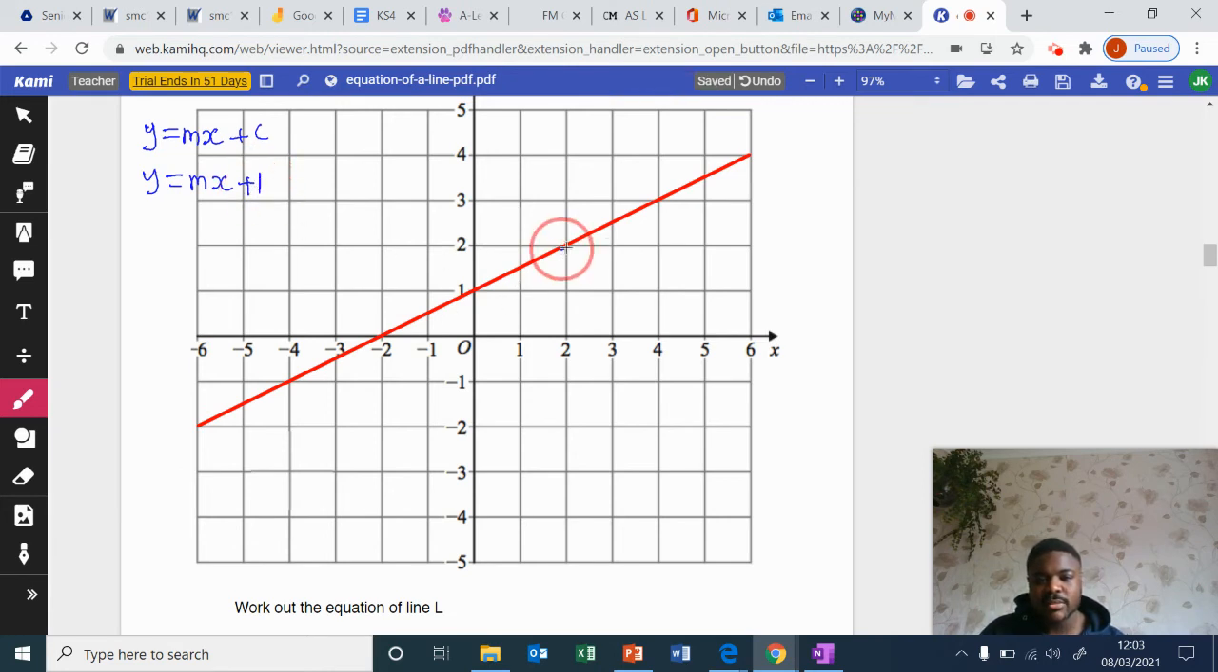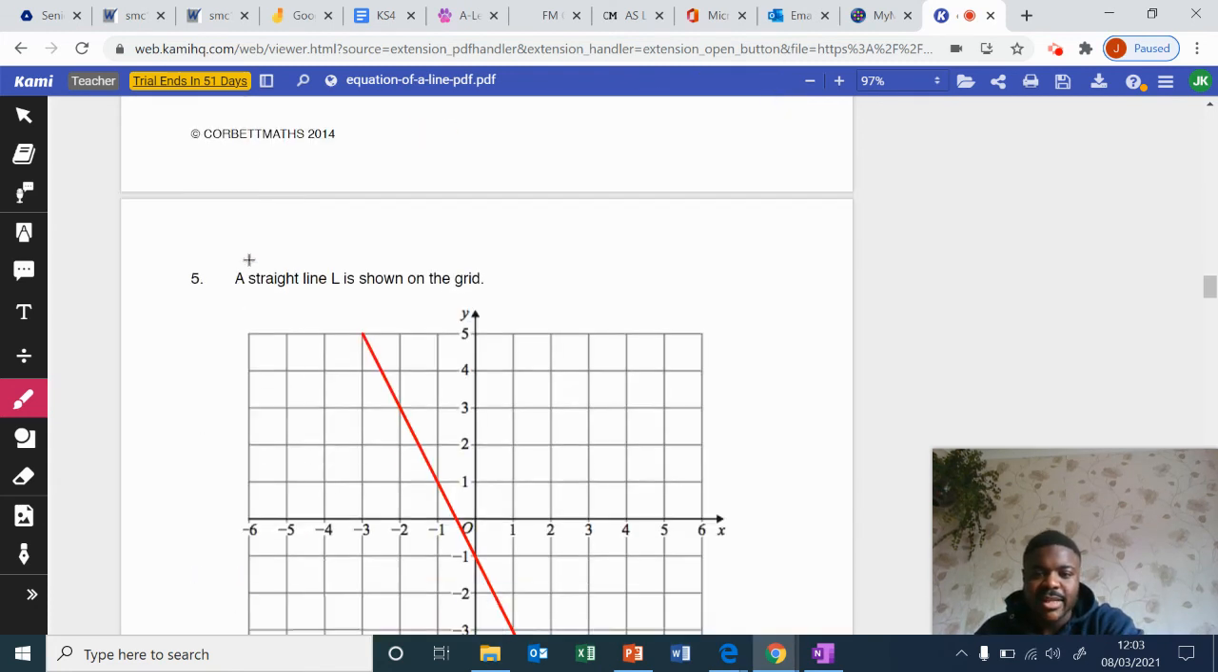And then let's look at the gradient by taking 2 points. So here we can see the change in y is 1. The change in x is equal to 2. So our gradient is going to be change in y over the change in x, which is just a half. So we have that it's y equals a half x plus 1. That's it. Right, let's go to it.